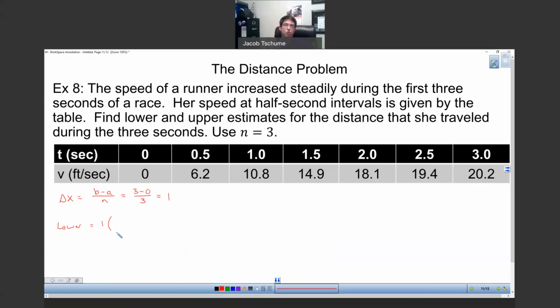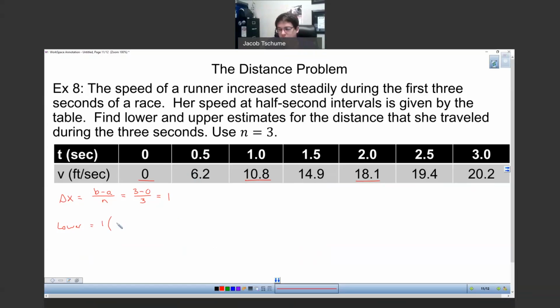But remember, you only need 3 numbers here because you're only doing 3 rectangles. That doesn't mean do the first 3 numbers. Since these are 1 second intervals, while yes, 0 will be your first measurement, don't use the 6.2. You have to use the 10.8 and the 18.1 because each of those are 1 second apart. Because technically you don't know the 6.2 because you were only measuring this at every 1 second interval.